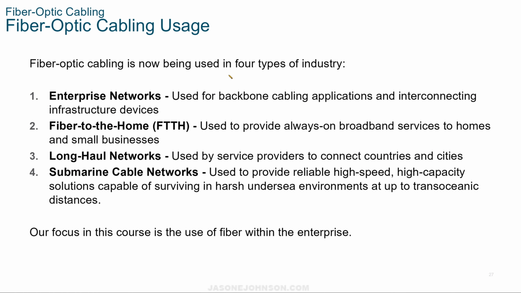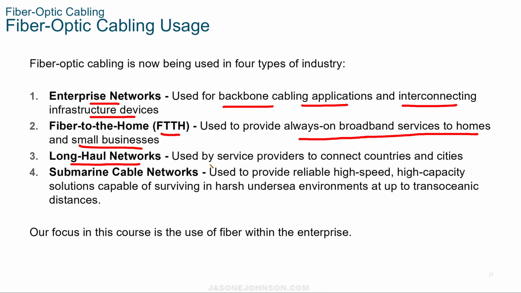Fiber optic cabling is now being used in 4 primary types of industry. Enterprise networks use it for backbone cabling for applications and connecting infrastructure together. You have fiber to home, or FTTH. That's used to provide always-on broadband services to homes and small businesses. We also use it for long-haul networks. That's used by service providers to connect countries and cities together. And then we have the submarine cable networks, or the underwater. They will put those under the oceans. Those are used to provide reliable, high-speed, high-capacity solutions capable of surviving in harsh undersea environments up to transoceanic distances.